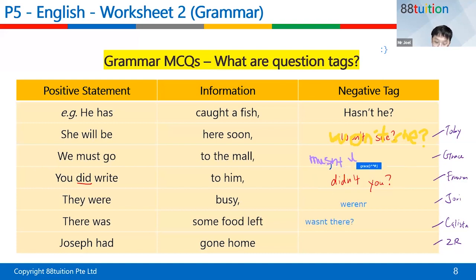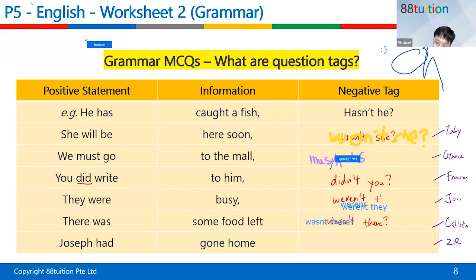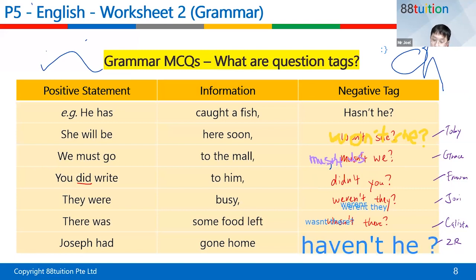Callista is correct, right? There was some food left, wasn't there? But Callista, you forgot your apostrophe. It's N apostrophe T, right? Okay, Jovi is correct, but where's your apostrophe? W-E-R-E-N apostrophe T, weren't they? Grace, we must go to the mall. Okay, so Grace is correct with the mustn't part, but we don't say mustn't us. We are talking about you as being part of the gang, right? So it's mustn't we. You are part of it, right? So at the beginning, say we must, mustn't we, right, Grace?